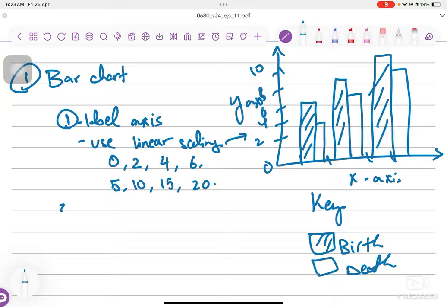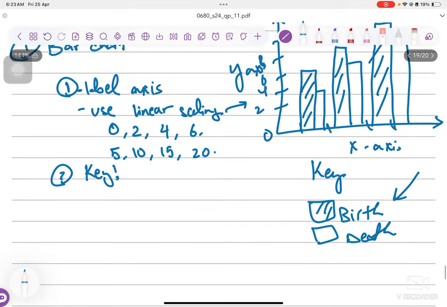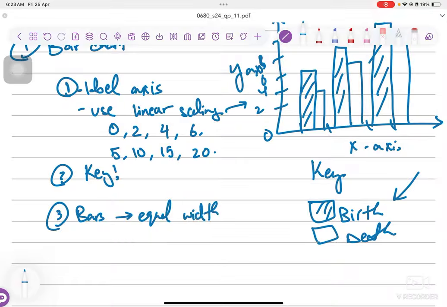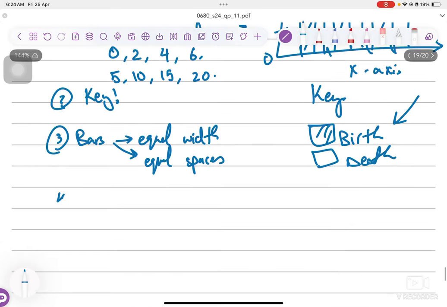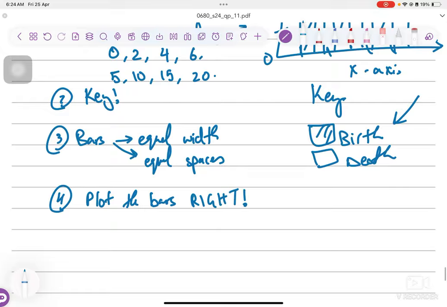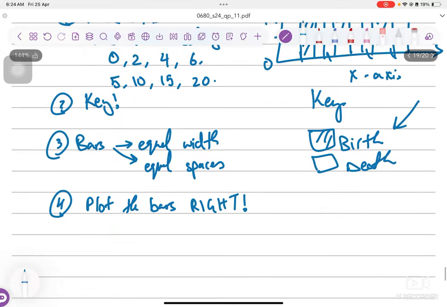So linear scale, then your key. It's very important, this key, like in this case. Your key, and then plot the bars. Your bars should be of equal width and have equal spaces. And lastly, plot the bars right, okay? That was for the bar chart.